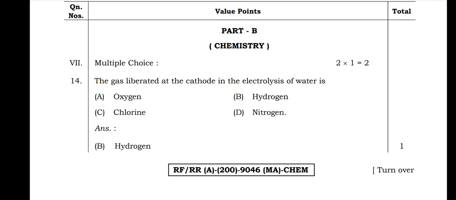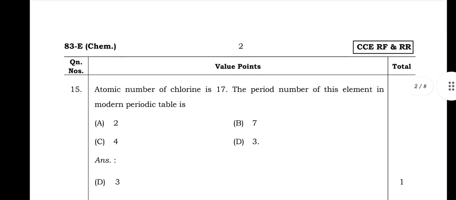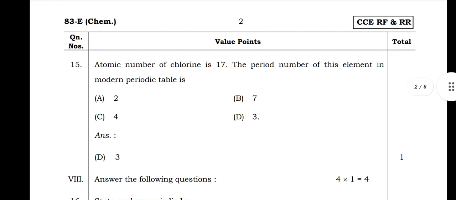chlorine, or nitrogen. The gas liberated at the cathode in the electrolysis of water is hydrogen. The second question is: the atomic number of chlorine is 17. The period number of the element in the modern periodic table is 2, 7, 4, or 3. So the atomic number of chlorine is 17, and the period number of chlorine in the modern periodic table is 3.